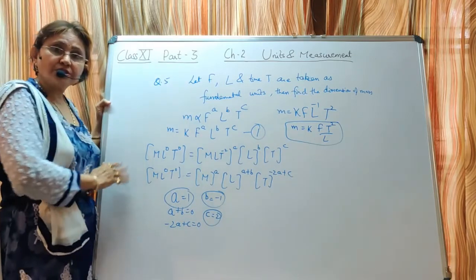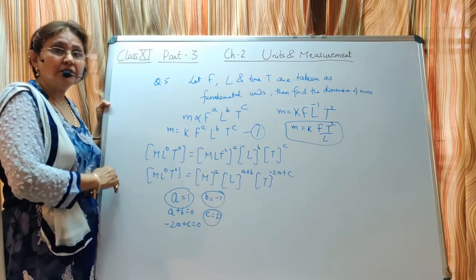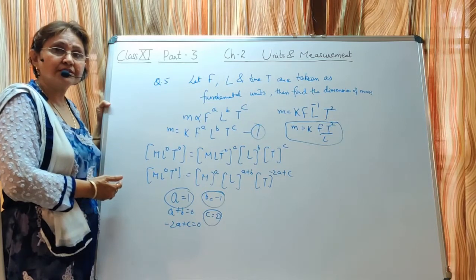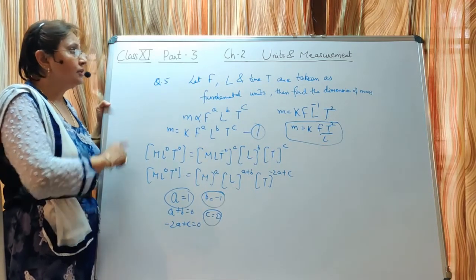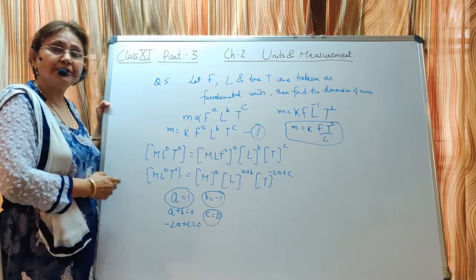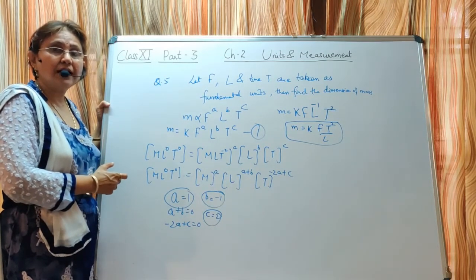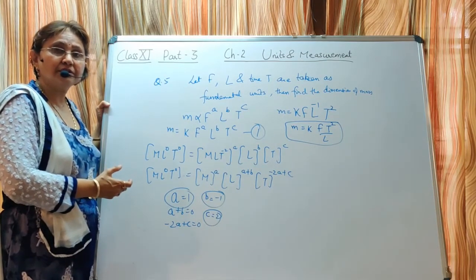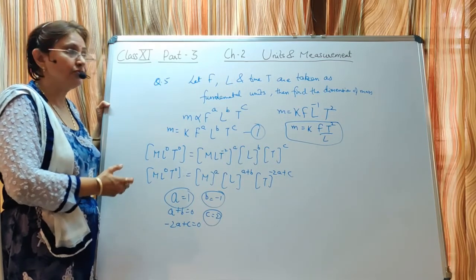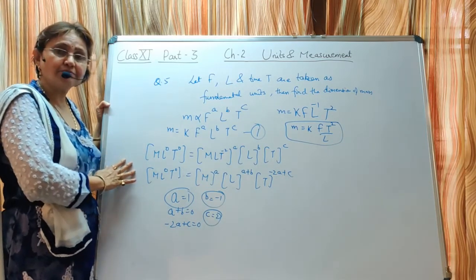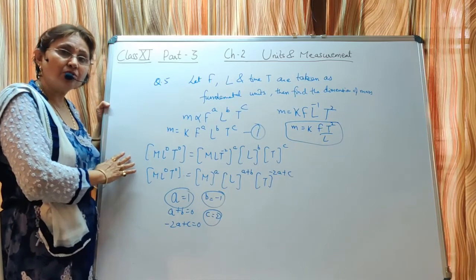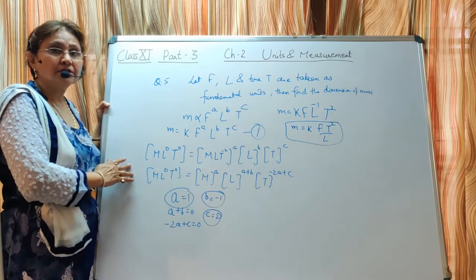So a few questions we have discussed here. Some NCERT questions we'll be discussing when we complete this chapter. Now in part 4, we'll be discussing significant figures and the errors: absolute error, relative error, percentage error. We'll be discussing the types of errors and how to determine them.